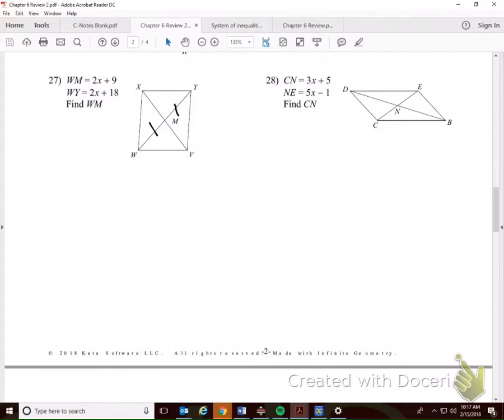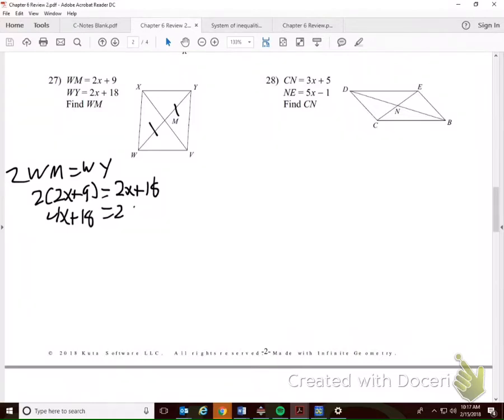So what we're going to do is we know then that WM times 2 equals WY. So WM is half, so we know that half times 2 equals the whole. So once we know that 2WM equals WY, let's go ahead and substitute out. So instead of WM, we put 2x plus 9 equals 2x plus 18. It's going to give us 4x plus 18 equals 2x plus 18.